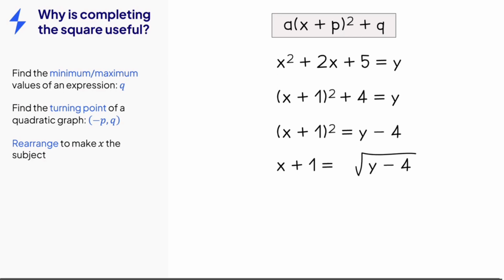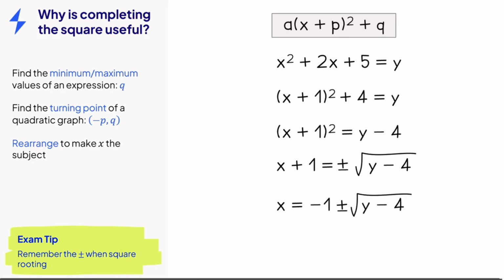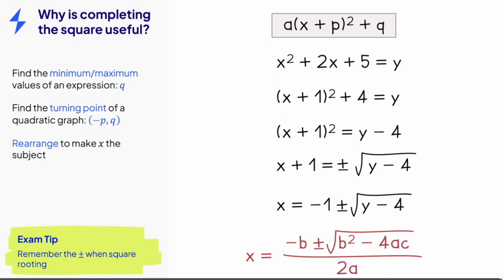When we get to the step where we have to square root both sides, remember to include the plus or minus sign. Sometimes in the question, there'll be additional information that allows you to ignore one of those signs, but if not, you have to include both of them. And then finally, finish it off to get x equals. This same method can be used to derive the quadratic formula. Have a go at this yourself.